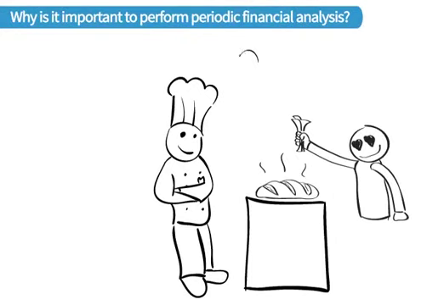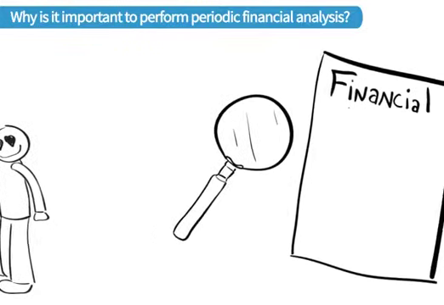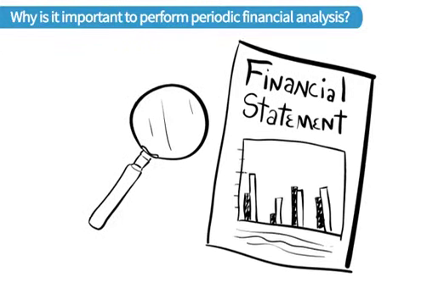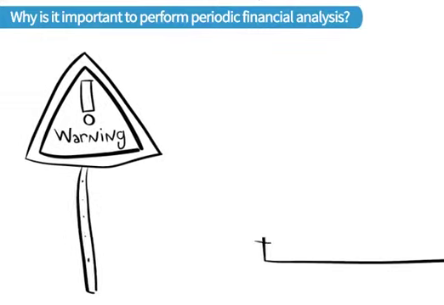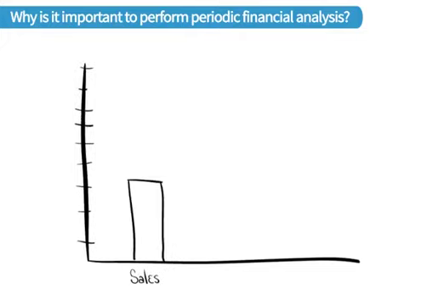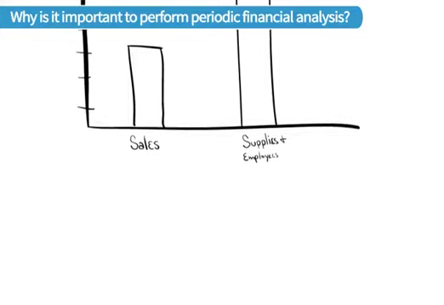Customers love your product and you're making more sales year after year, so you might assume everything is going well. However, without an analysis of your financial reports, you could be missing some very important warnings that can affect the future of your business. Although your sales are increasing, the rate at which you pay for your supplies or employee salaries could be increasing faster, so it helps to take a look at them before it's too late.